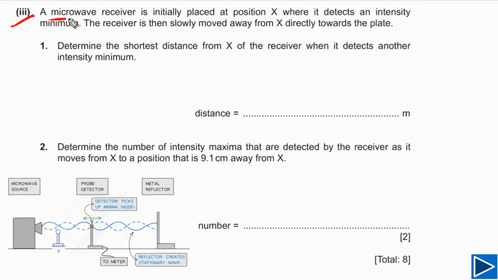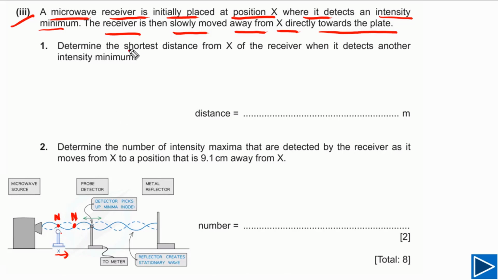For the third part, it is given to us that a microwave receiver is initially placed at position X where it detects an intensity minimum. The receiver is then slowly moved away from X directly towards the plate. It means first of all, the detector is placed at this point, position X, and it detects an intensity minimum, meaning at this point there is a node. Then this detector is moved to the right and detects another intensity minimum, or simply you can say a node. A node is detected at this point.